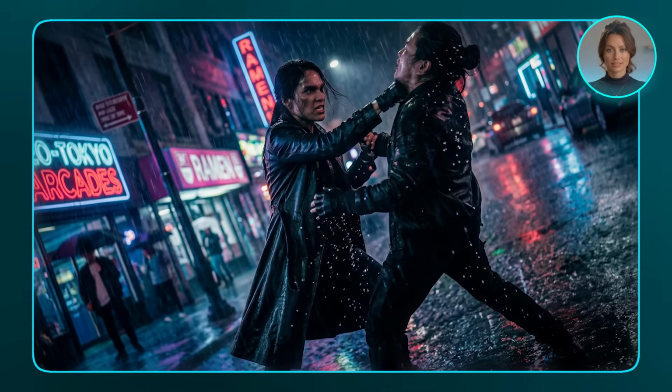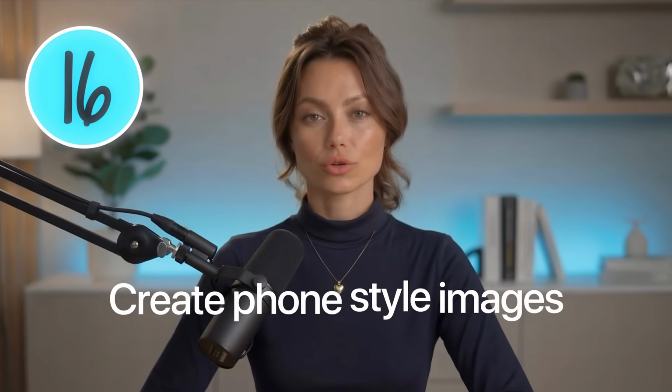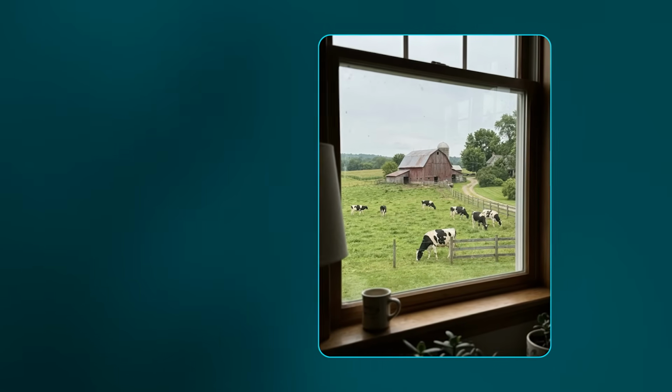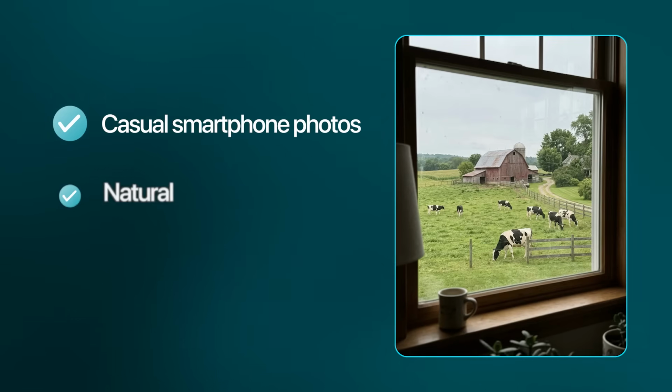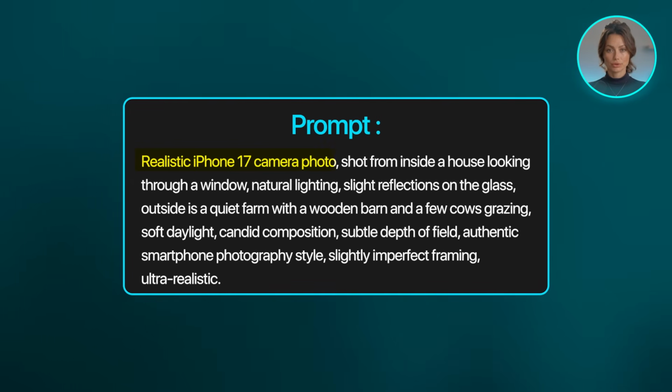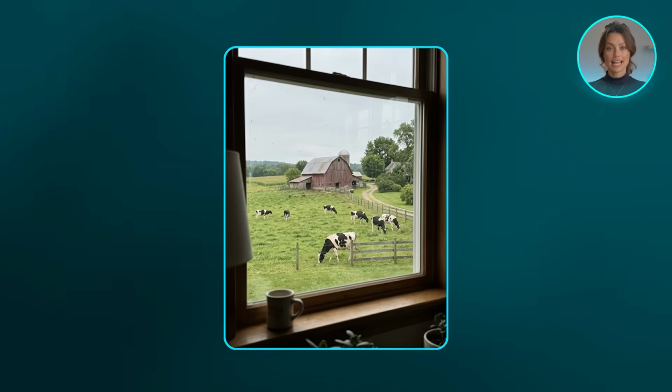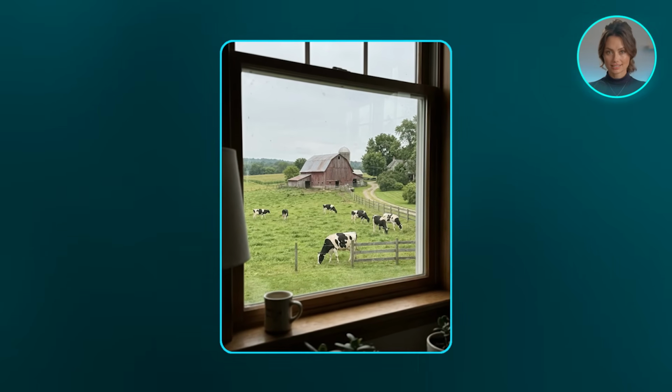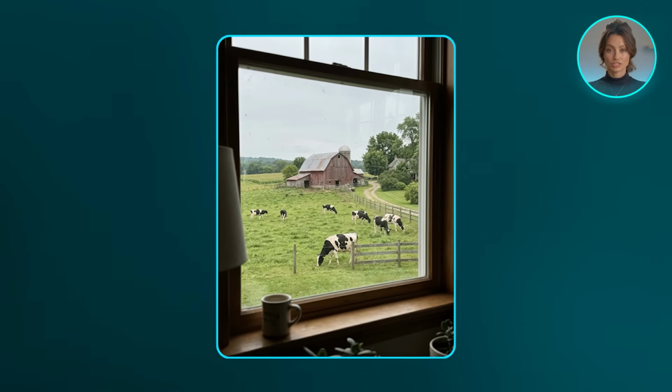When you compare the results, Cinema Studio produces a cleaner, more cinematic look. You can also create phone-style images. The goal is to make them feel like casual smartphone photos, with natural imperfections and everyday framing. Use a prompt for a realistic iPhone photo taken from inside a house, looking out a window at a quiet farm. The result feels natural, with slight reflections on the glass, imperfect framing, and lighting that matches a modern phone camera.